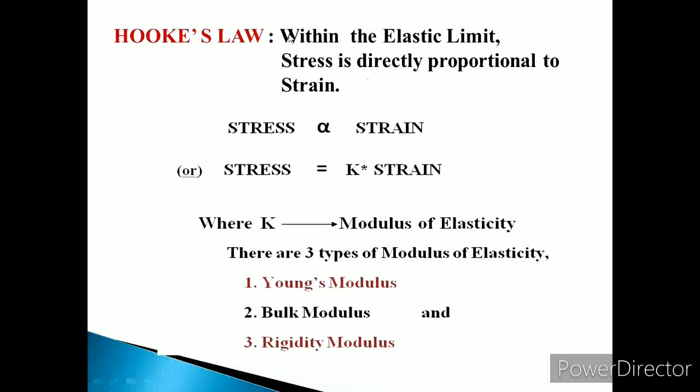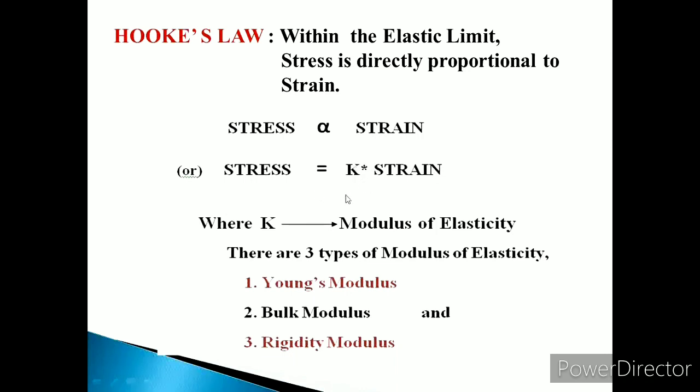Here we have to note one point. This is the condition for Hooke's law. That means within the elastic limit, the stress is directly proportional to strain. Hooke's law is obeyed only within the elastic limit. If it crosses the elastic limit, it doesn't obey. So within the elastic limit is an important condition for Hooke's law. Here we replace the proportionality symbol with equals. Whenever the proportionality symbol is replaced by equals, you put a constant K. Therefore, stress is equal to K into strain.